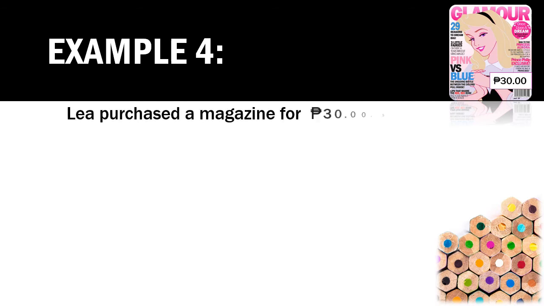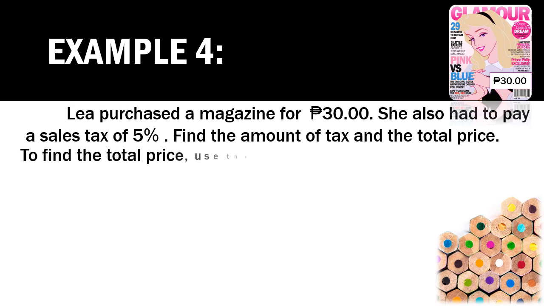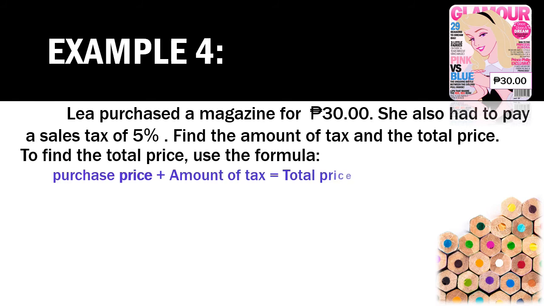Here's an example. Leia purchased the magazine for 30 pesos. She also had to pay a sales tax of 5%. Find the amount of tax and the total price. To find the total price, use the formula: purchase price plus amount of tax is equal to total price.